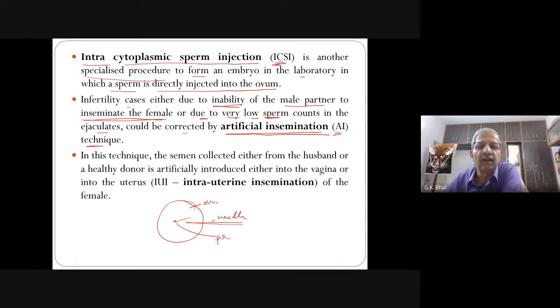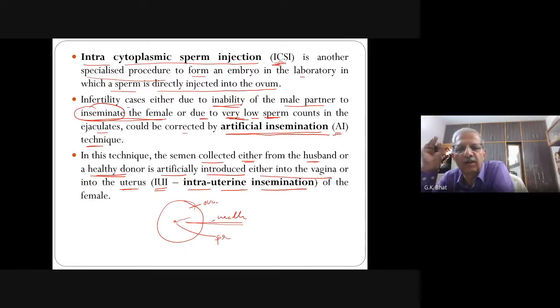In this technique, the semen is collected either from the husband, because the husband's only problem is insemination, but the sperms are there with him, or from a healthy donor, because there is no very low sperm count. It is artificially introduced either into the vagina or into the uterus, and we say that IUI, intrauterine insemination. That means semen is introduced into the uterus. Intrauterine insemination of the female.